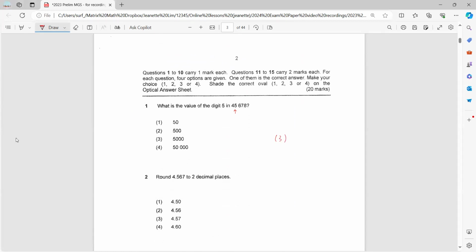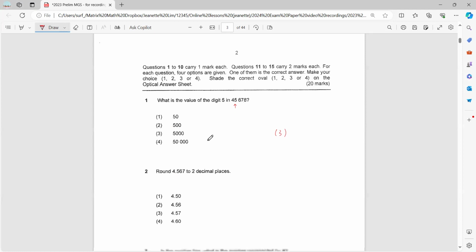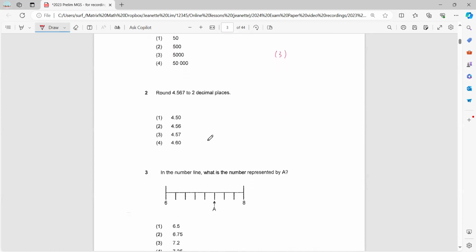Next one, round the number to 2 decimal places. Two decimal places will be 5 and 6, but it depends on what comes after the 6. It's a 7, so you have to round it up. So 4.567, rounded to 2 decimal places, will be 4.57, because this 7 is going to cause this number to be rounded up. So the answer is option 3.